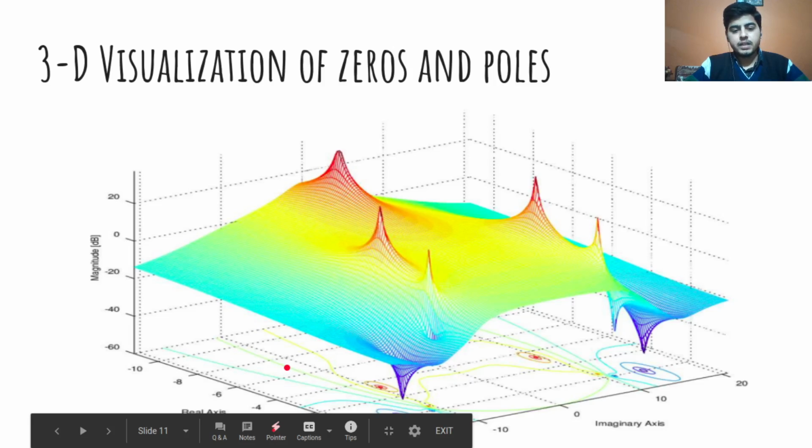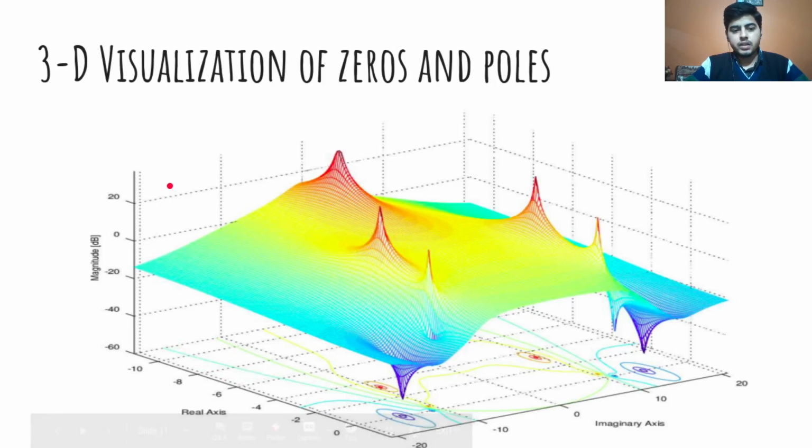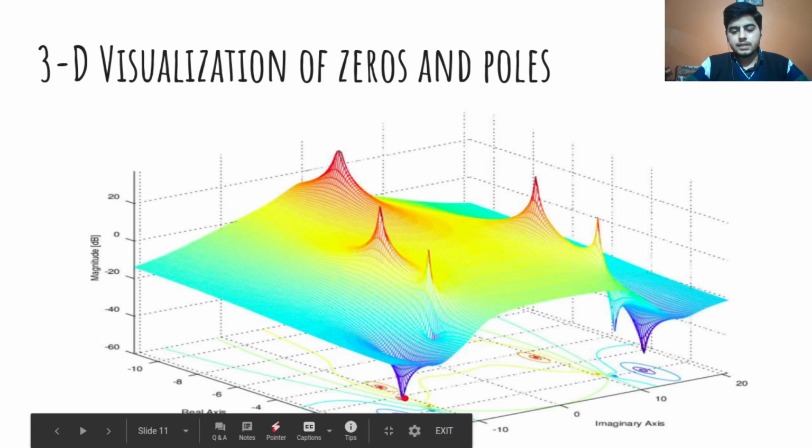So to understand it visually, let's look at a 3D visualization of zeros and poles. It is a 3D plot of a transfer function, and all these spikes you can see here are the poles at which the value of the transfer function approaches infinity, and all these downside spikes or downside hill structures are zeros, at which the value of the transfer function is 0.